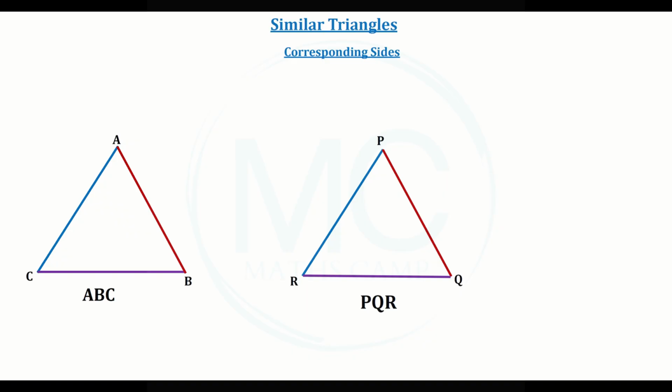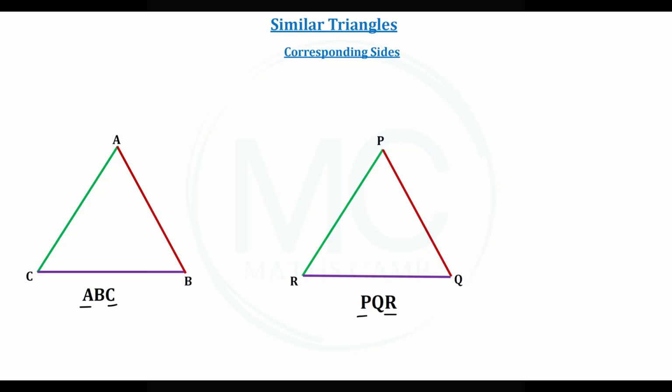Finally, A is the first letter and C is the third. So let's make the side AC green. In PQR, P is the first letter and R is the third. So let's make PR green. So AC and PR are corresponding sides.